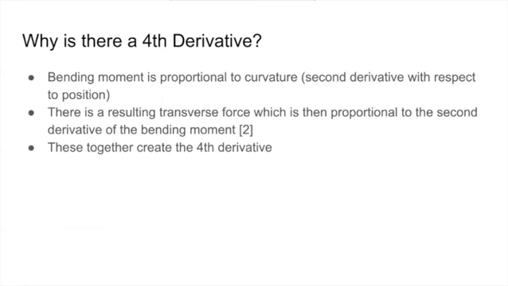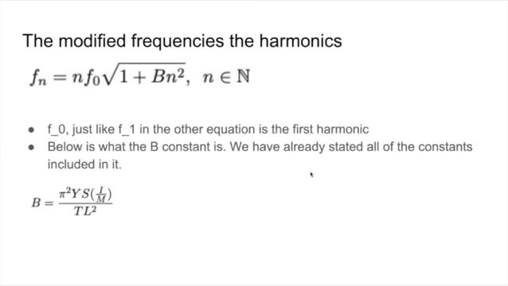There's a source by David Moore on Waves in Harvard Scholar that gives a better explanation of this. It is because the bending moment, or resistance to bending, is proportional to the curvature, which is the second derivative of the wave equation, and then the resulting net transverse force is proportional to the second derivative of the bending moment. The resulting harmonic frequencies from this are f sub n equals n times f naught times the square root of 1 plus B n squared, where n is a positive integer.